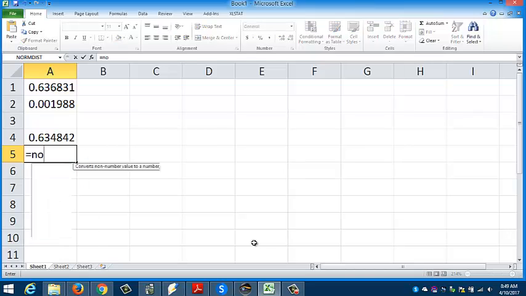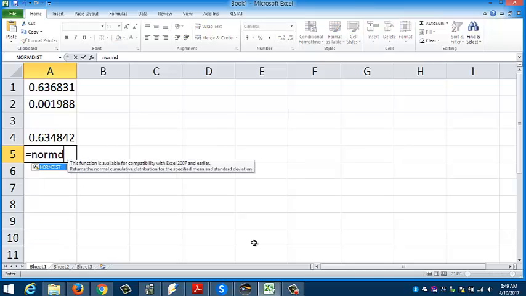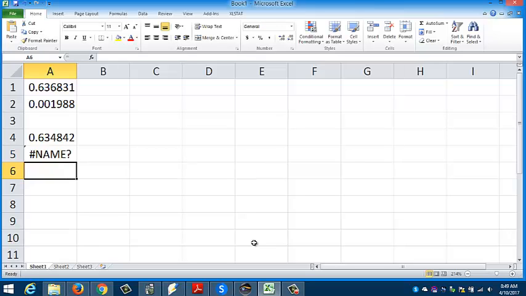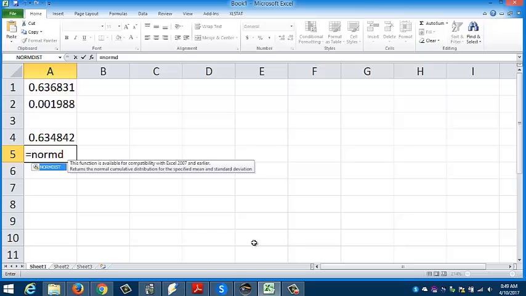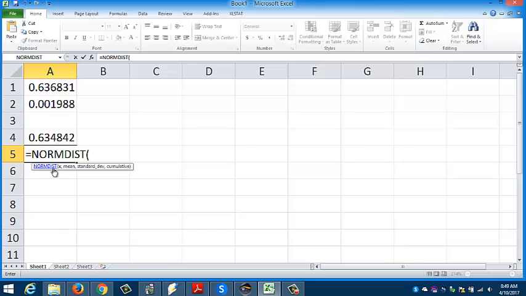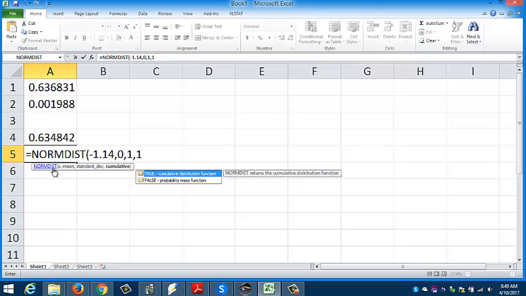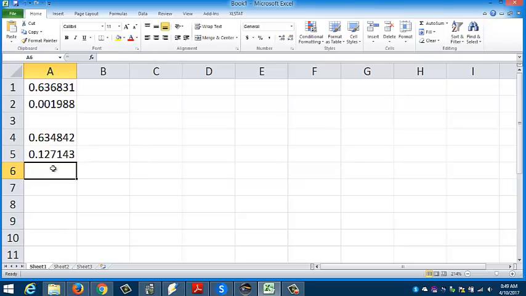Equals norm distribution. I'll double click it. And if I type in number 12, what was the number? It was negative 1.14, comma, and I'll type in 0 for the mean, 1 for the standard deviation, 1 for cumulative. If you type this in, or if you use that little menu, that's the answer we had for number 12, right?